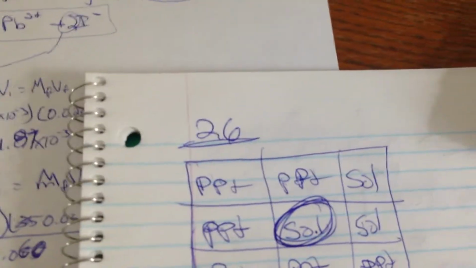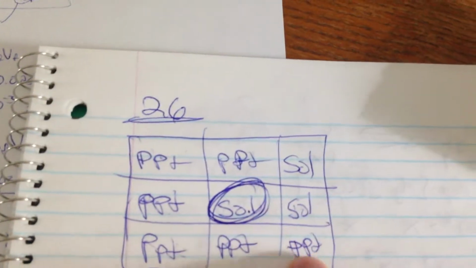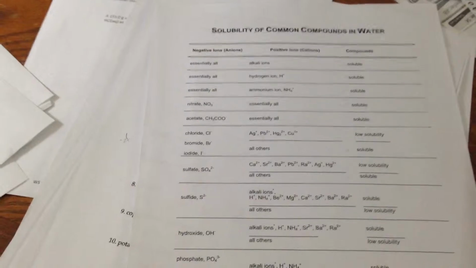It's not a precipitate. And then finally for magnesium, the first two will be soluble, then a precipitate. So go back, double check that. This part here is just going over how to tell what will be a precipitate and what will be a solid. It's all about using your chart.